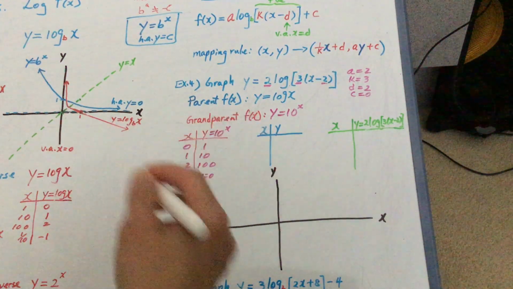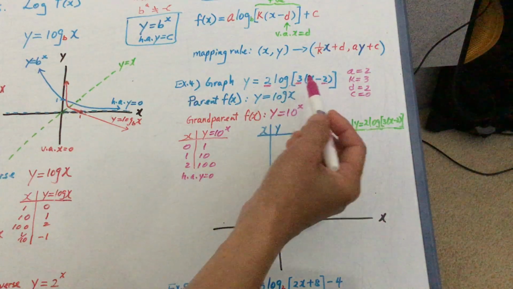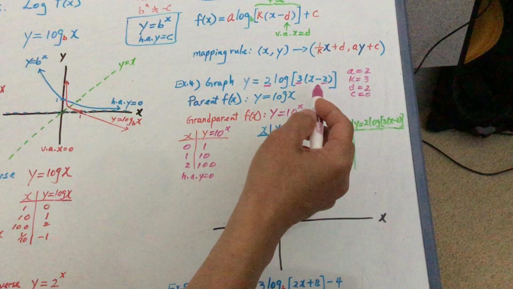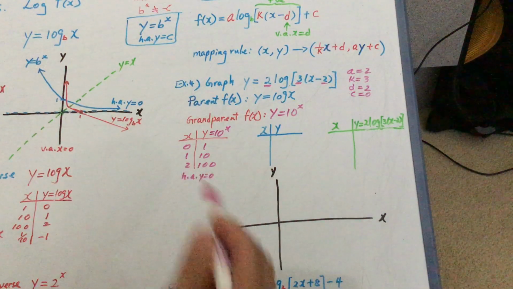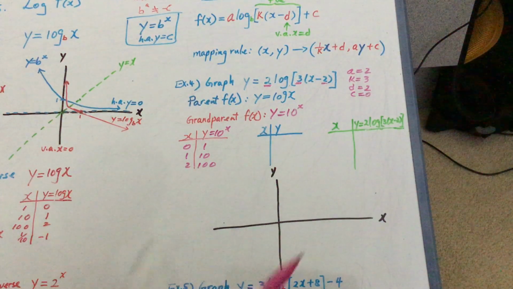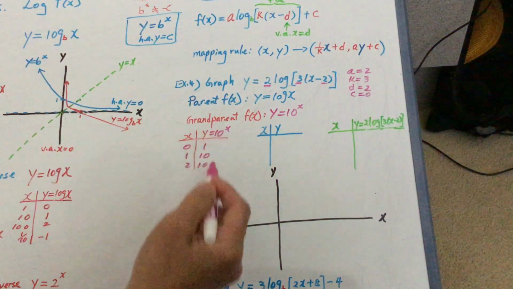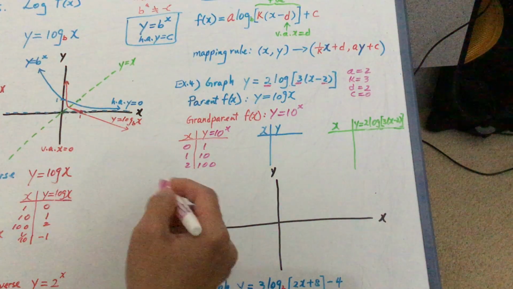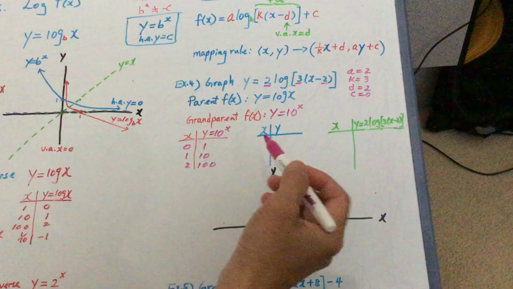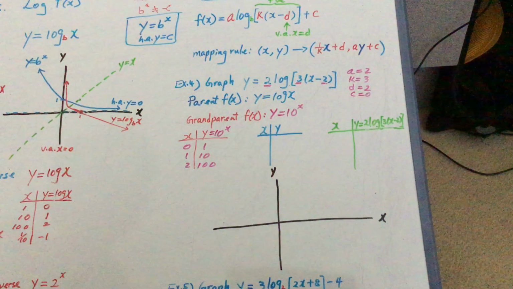But this is not important anymore because now, with the transformation, I already know what my vertical asymptote is going to be. So you might not even need to write this. But I'm just reminding everybody again that in exponential form, you always have the horizontal asymptote at y equal to 0.